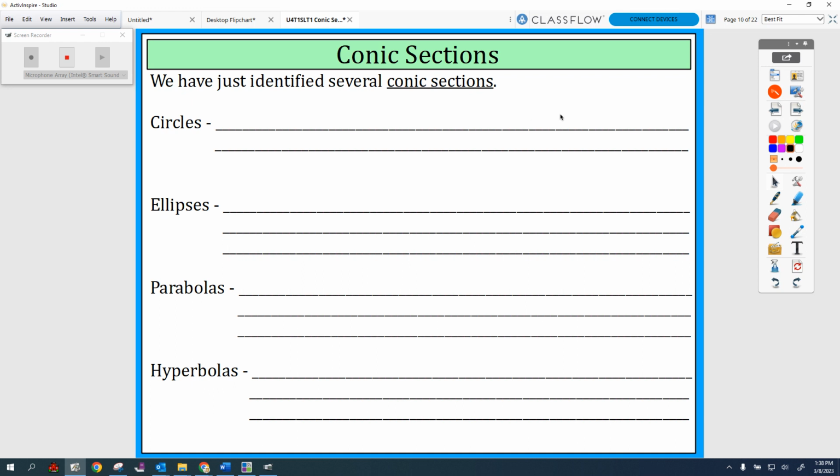So we're now going to go ahead and define these. We're going to go to page 2. I'd like you to record these notes on page 2.